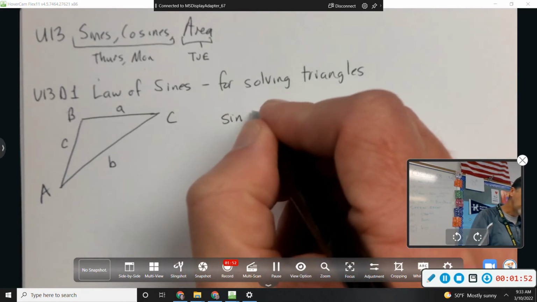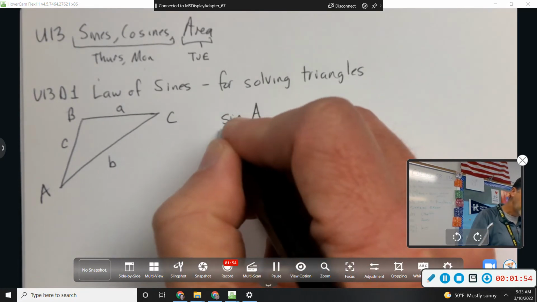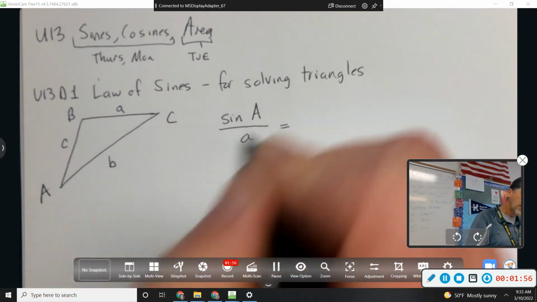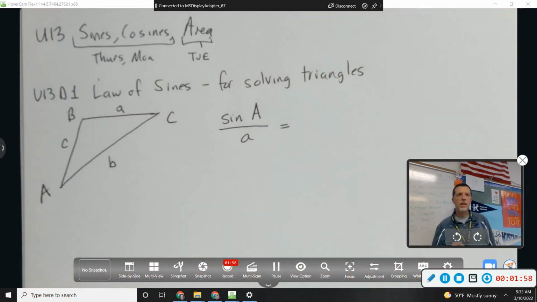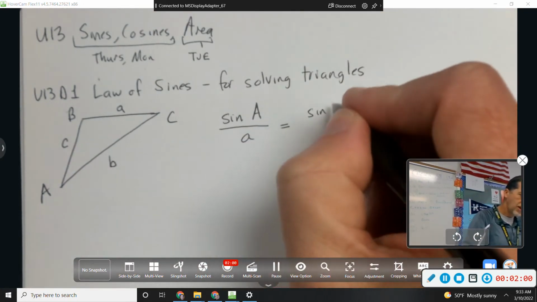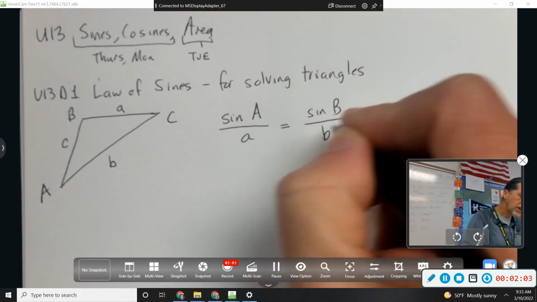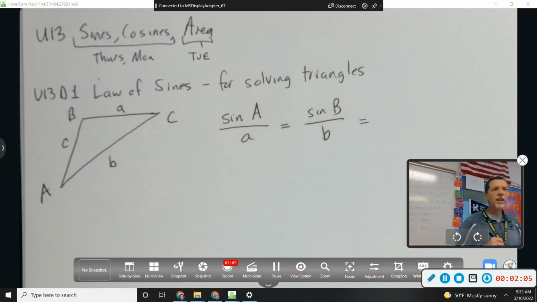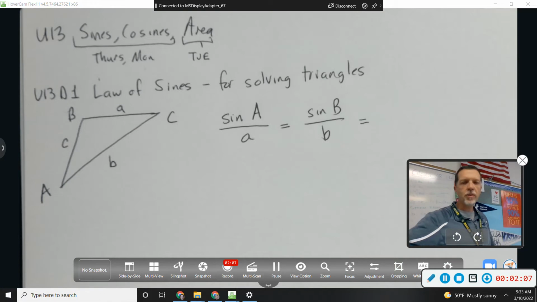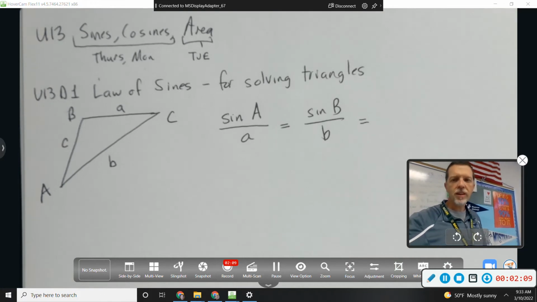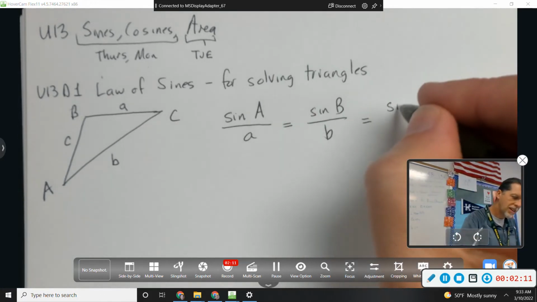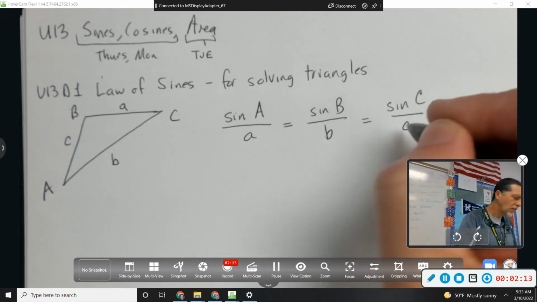Now here's the law of sines. The sine of angle A over side A equals the sine of angle B over side B. You want to take a guess at what the third piece of this equation is? Sine of angle C over side C.